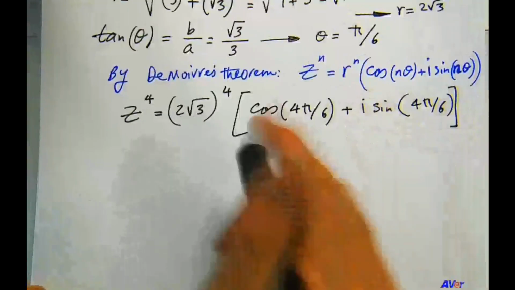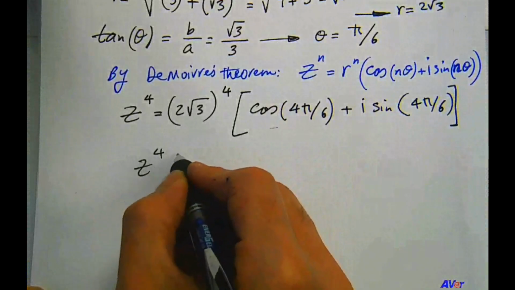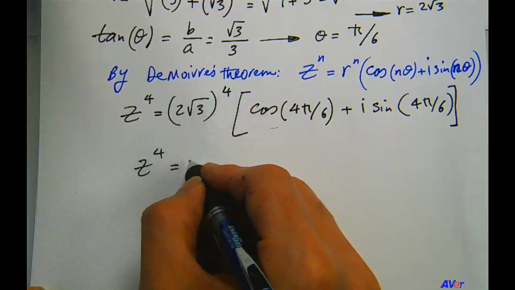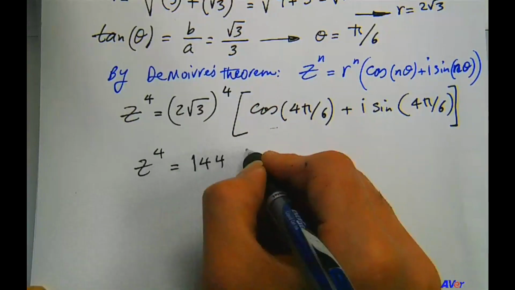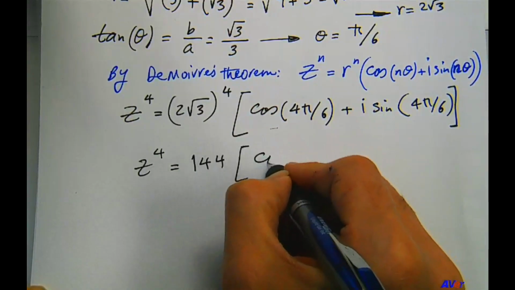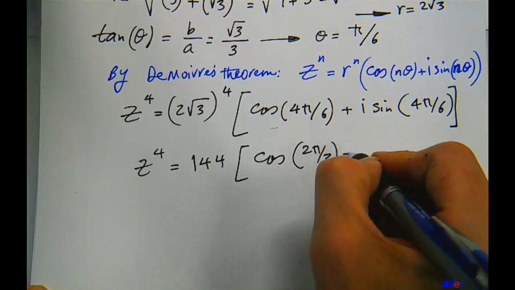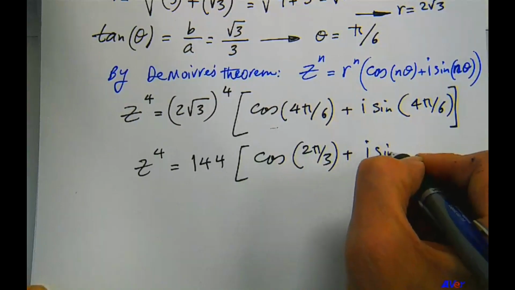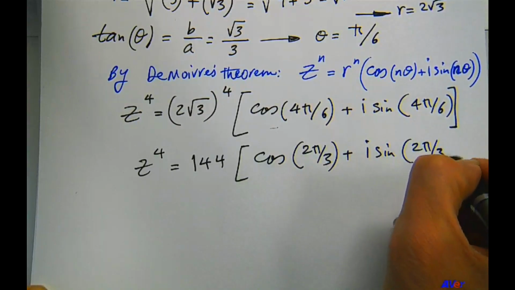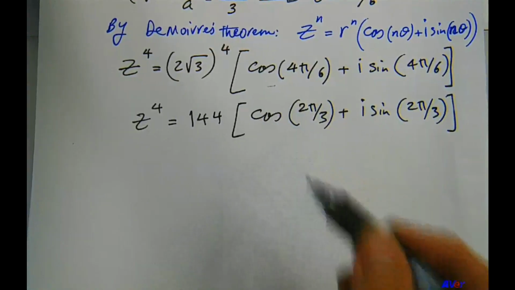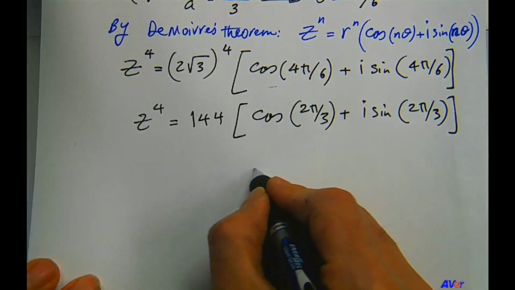Okay, so simplifying, we have z to the 4th. If you raise this power to that 4th power, we get 144 times cosine of 2 pi over 3 plus i sine of 2 pi over 3. Well, we can simplify this further. Let's draw a quick picture for this.